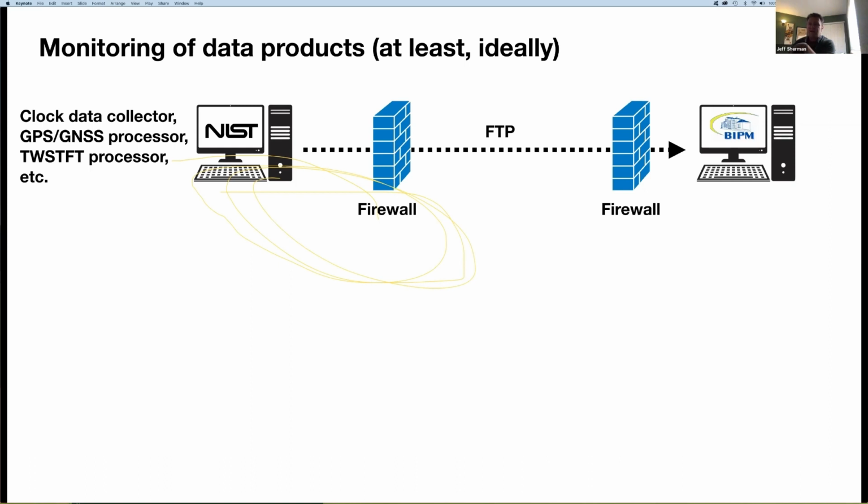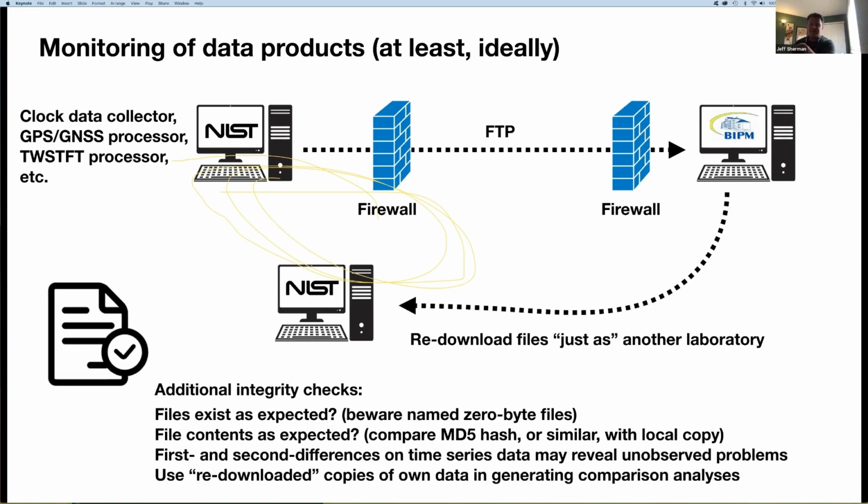So at least I think the best practice involves something like this, where a monitoring system ought to re-download any emitted product and apply additional integrity checks. For example, you can see that the files exist and you must not be fooled by named files with 0 bytes in them, which is a particular failure mode of FTP. You should also investigate the contents of the file, and you can't really rely on modification timestamps for the same reason. So some kind of hash function is a useful method of doing so.